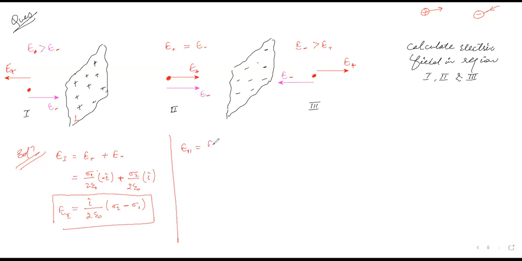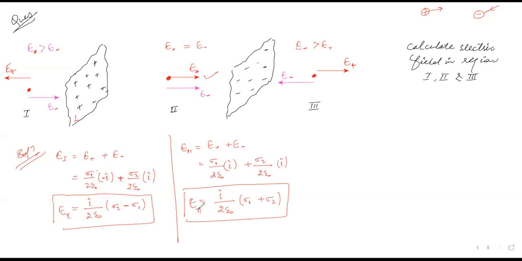Similarly, in region 2, your E plus and E minus are both lying in the same direction. So we can put here sigma 1 over 2 epsilon naught i cap, which is plus. Why? Because the direction is along the plus x-axis, plus sigma 2 over 2 epsilon naught, this is also in plus i cap. Finally, after calculation, you get i cap over 2 epsilon naught in bracket sigma 1 plus sigma 2. This is your E2. Are you clear here? This equation is clear.